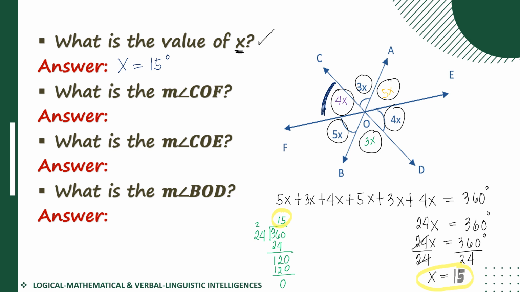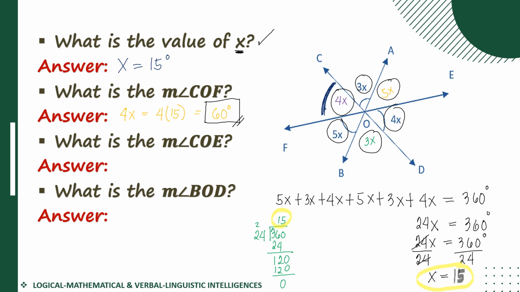So, simply what you're going to do is substitute the value of x that we found. So if we substitute, that would be 4 times 15, and that would be 60. So 60 degrees. For our final answer, we have 60 degrees for the measure of angle COF. Alright, moving on to the next question.